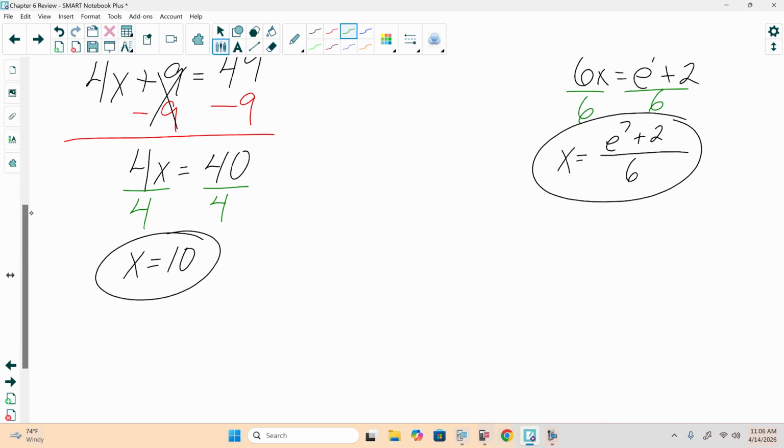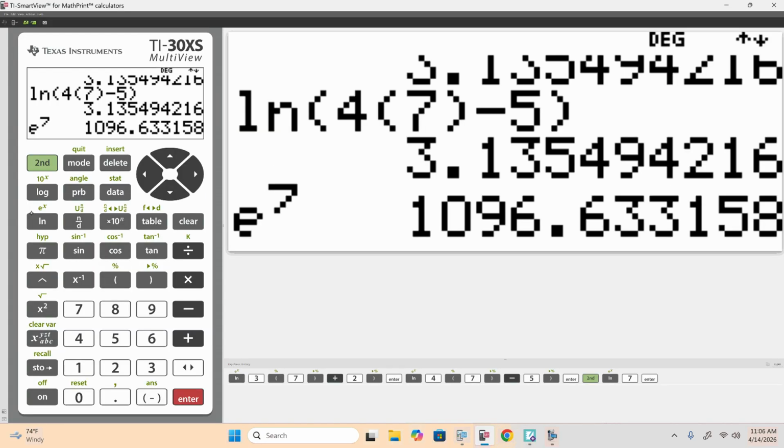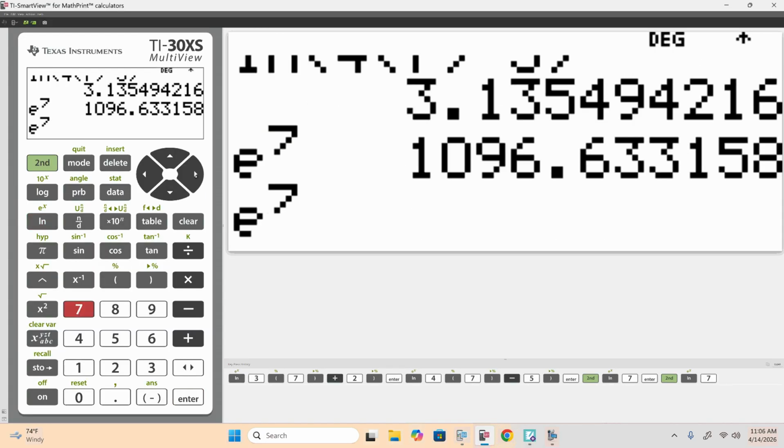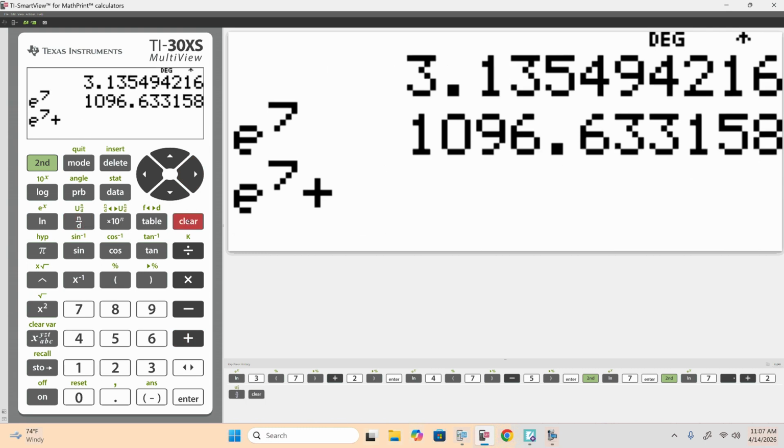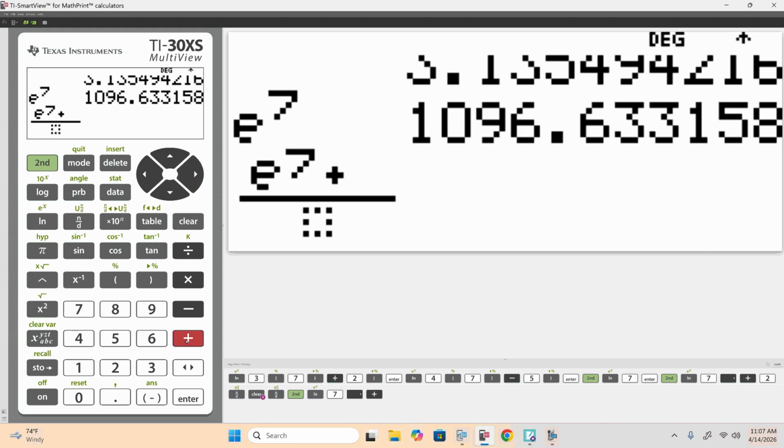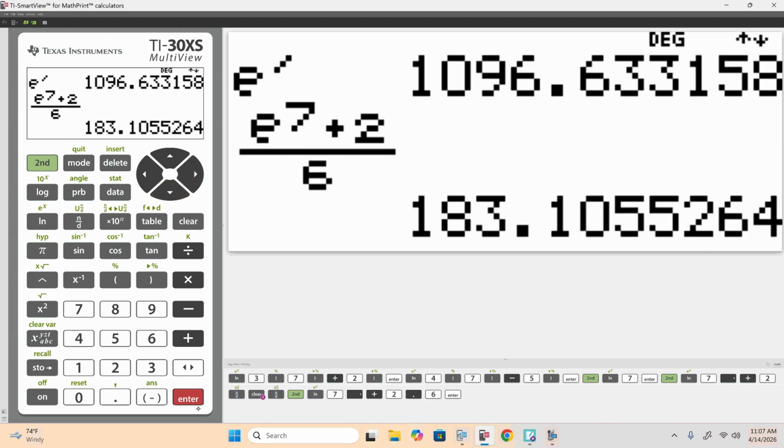And if we wanted to see what this is, we can grab a calculator, say second e to the 7th plus 2. Well, let's put it into fractions. Second e to the 7th plus 2 all over 6 is 183.106.